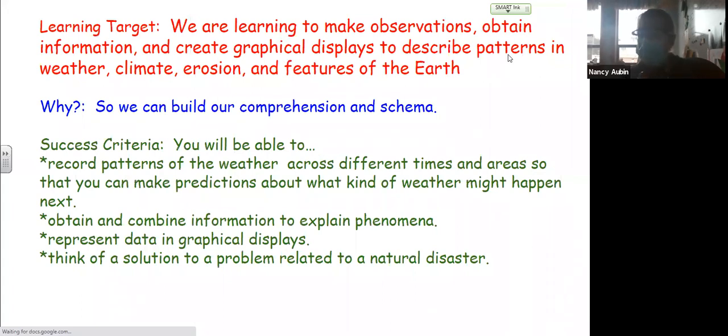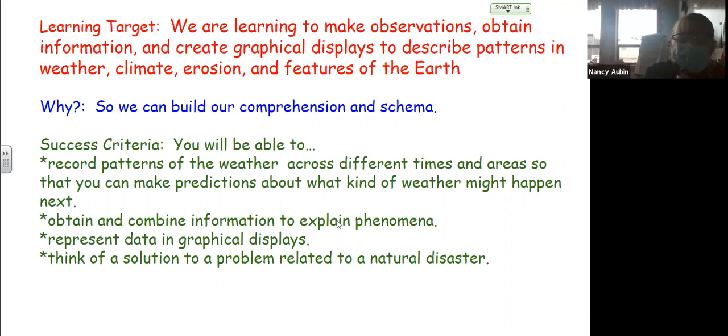We're learning to make observations, obtain information, and create graphical displays to describe patterns in weather, climate, erosion, and features of the earth. We'll be doing this not just this week, but next week and the following, because we have other things we're doing as well. This is just going to improve your comprehension and build your schema. So we've been recording patterns of the weather across different times, and we are going to be graphing those. Hopefully we'll get to that today.